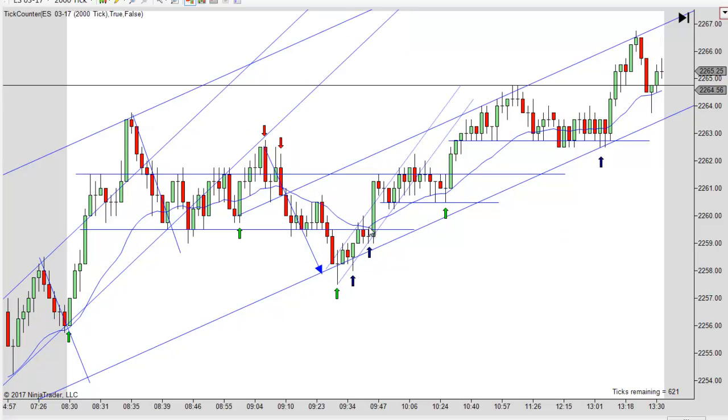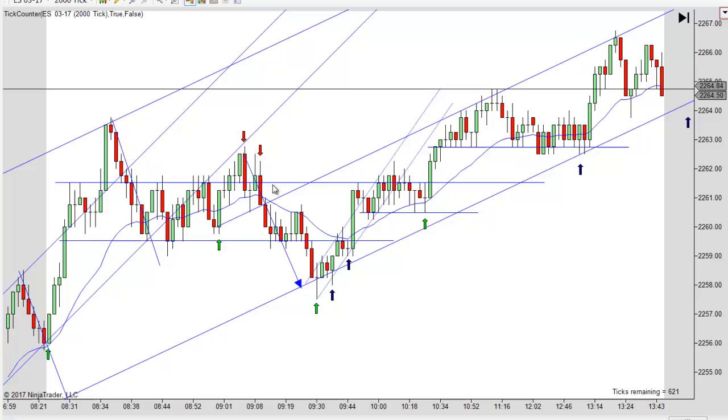And so this was really, if you got in right here, you would have had a runner. It runs all day. And then look what happens. And then you run into this resistance here. But look what's happening. We're just going sideways. A lot of stems on both sides. I just kind of sit idle there.